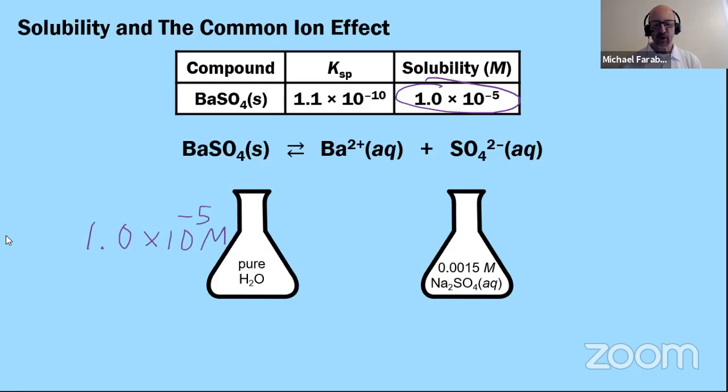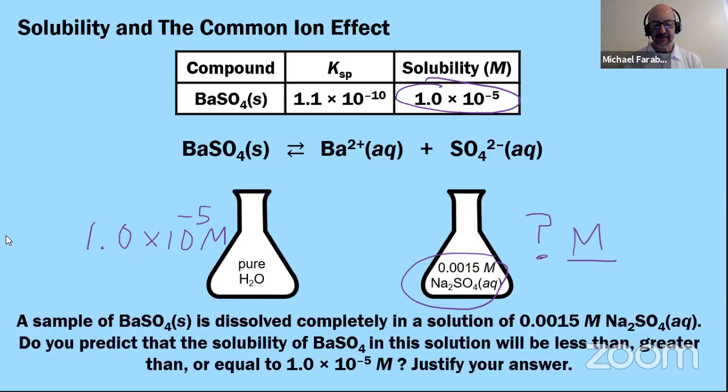So if I take barium sulfate and dissolve it in this solution, which already has some sulfate ions in it, then my question to you is, what is the molarity going to be? So if a sample of barium sulfate is dissolved in a solution that already contains 0.0015 molar sodium sulfate, do you predict that the solubility of barium sulfate in that solution on the right is going to be less than, greater than, or equal to 1.0 times 10 to the negative 5? So again, think about Le Chatelier's principle.